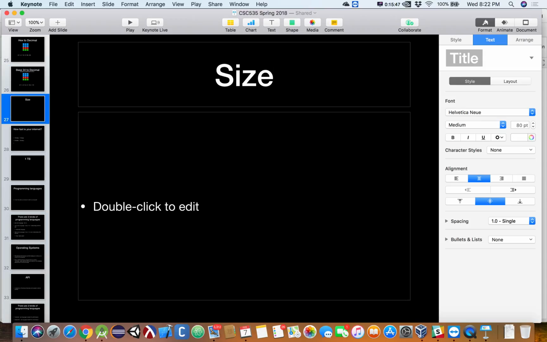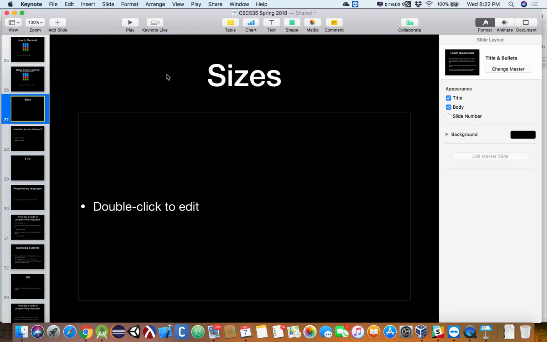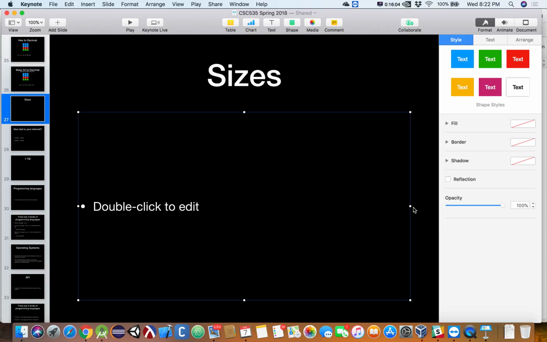So we're going to say sizes, because sizes and speed kind of mean the same thing, because what we've done here is we just put a little PS at the end of it, per second. What's the speed per second? That's the amount of data it can transfer per second. So we're going to have two different columns here.